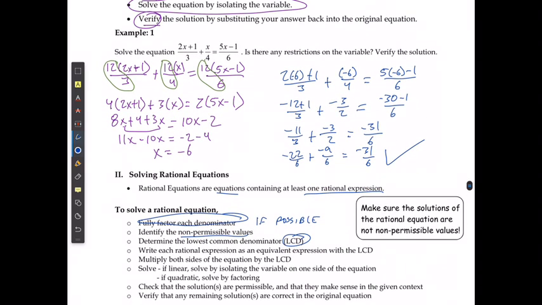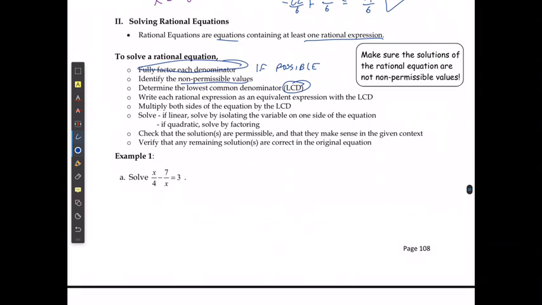In the first case, I didn't have any variable in the denominator, so x could be any real number. When I take a look at this next example, I do have an x in the denominator, so there is going to be restrictions on the variable. So in this case, I can't divide anything out of the denominators. So I'm just going to say that x cannot equal 0.